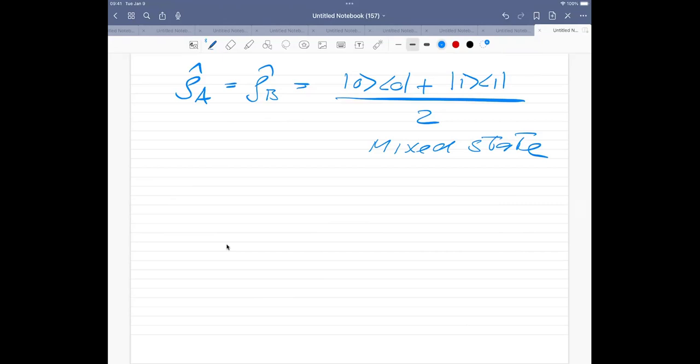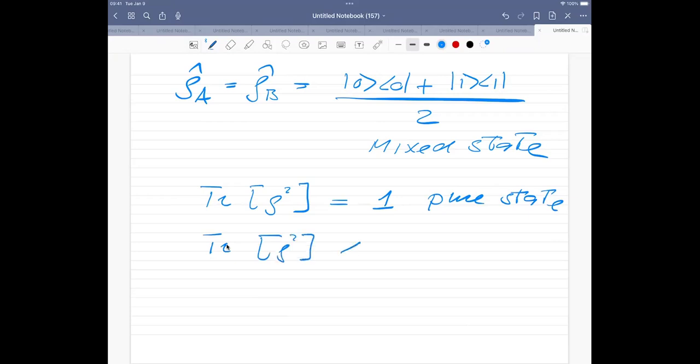So as a summary, what you can say is that the trace of rho squared, and we are coming back to this next week as well, I just wanted to bring up these technicalities, and next week we are going to discuss it at a deeper level, is equal to 1 if we have a pure state, as you saw for the Bell state. And then the trace of rho squared is less than 1 if we have a mixed state.